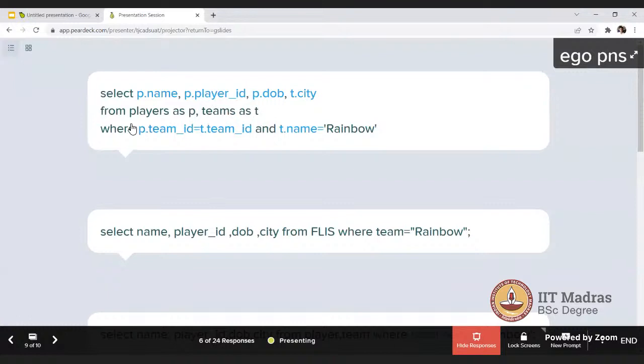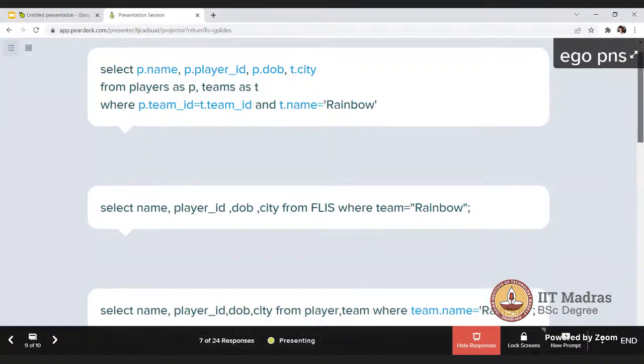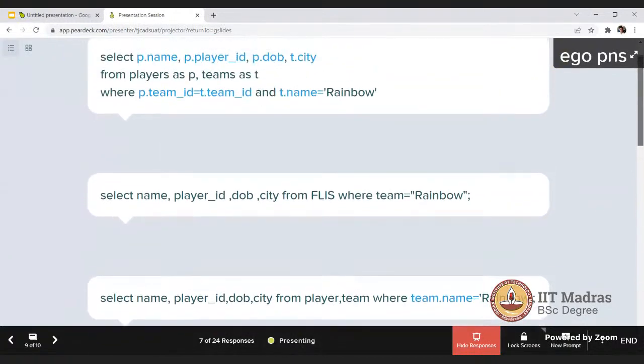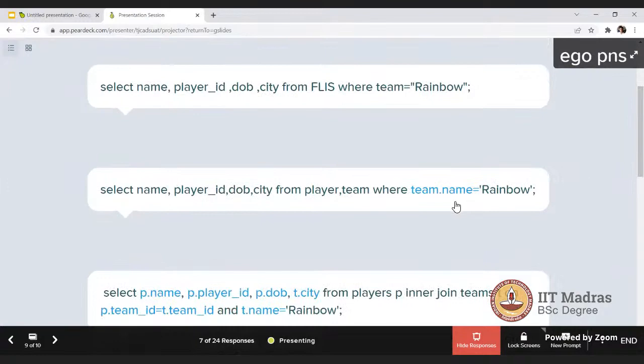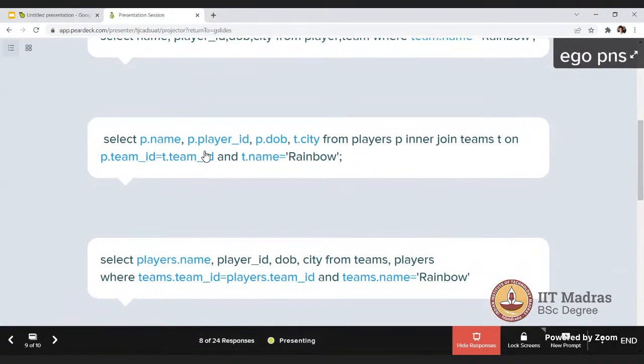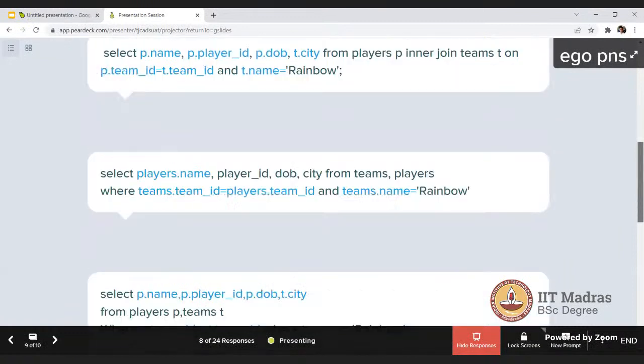Player name, player ID, date of birth, city from player, team, where team name equal to Rainbows, okay? Select name, city from FLIS. This is not correct. FLIS, we need to use the table name here, right? Query is not correct. From player, team, this is also not correct because it will first perform the cross product, right? It will give us redundant data. From players join teams, okay, this is correct. This is also correct.